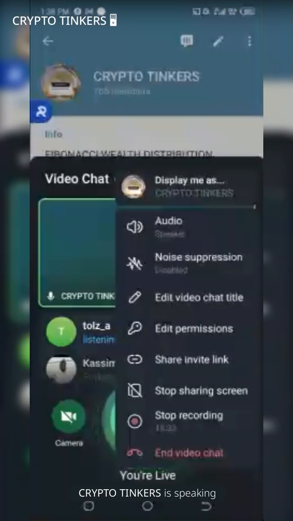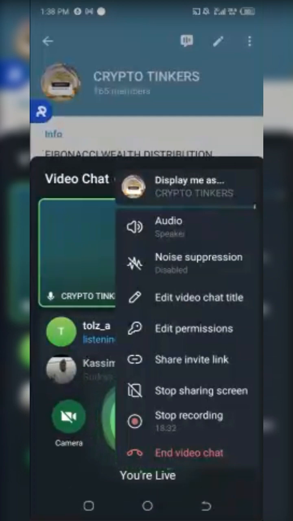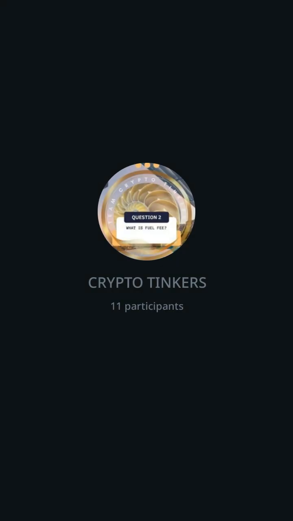Let me just demonstrate something. Let me stop sharing my screen. For security reasons, let me just stop sharing my screen. Oh dear. Then I want to pull up something.